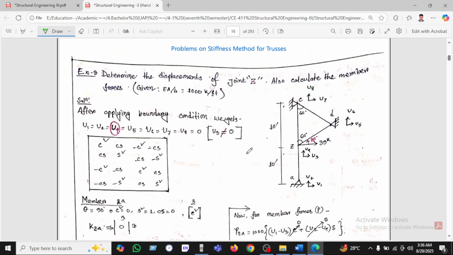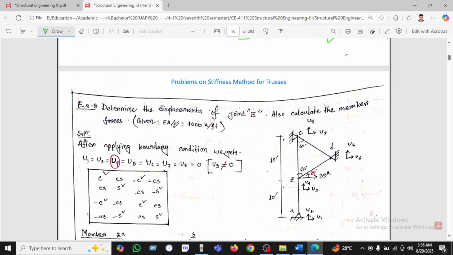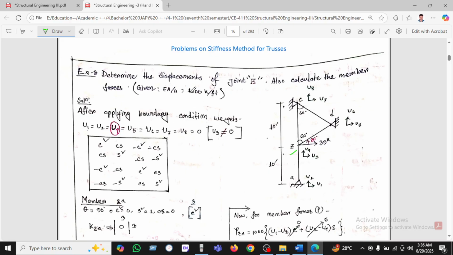Now we can see another math example. So determine the stiffness displacement of joint Z. These are the Z, where is Z, and calculate the member forces where the EI is given 100 kPa.